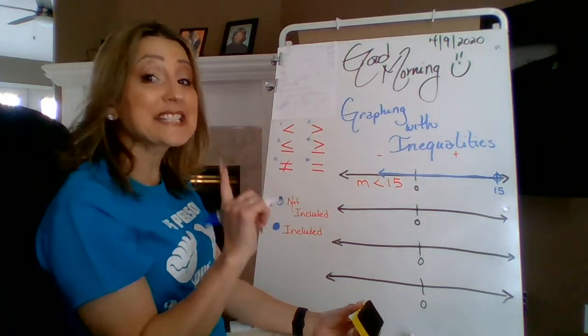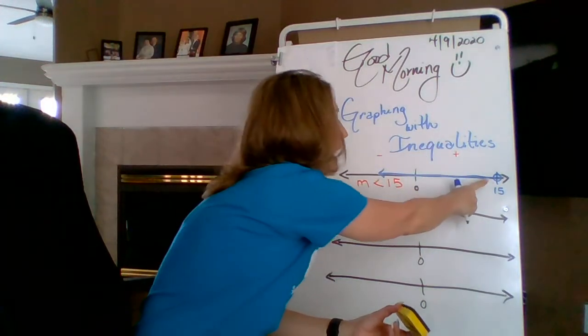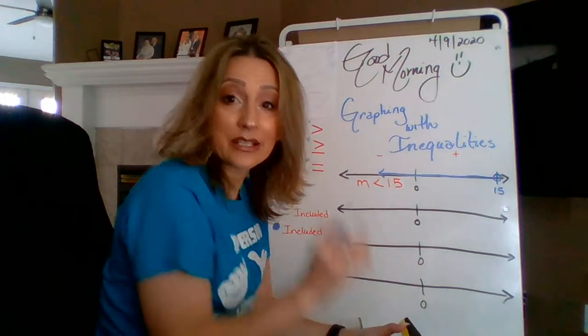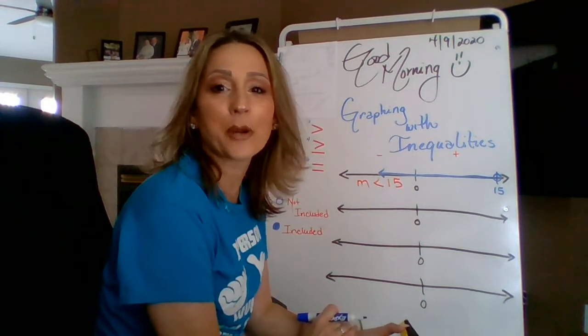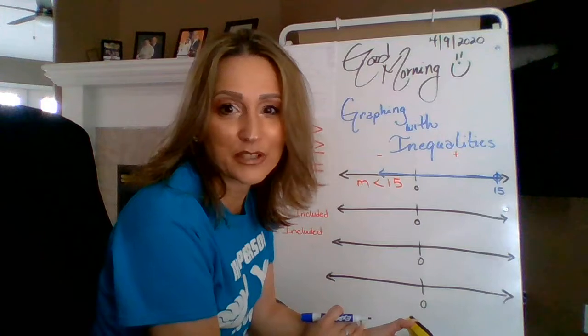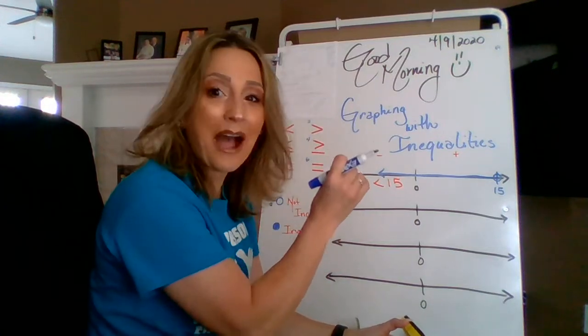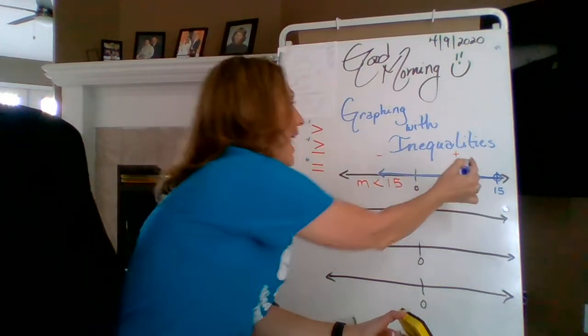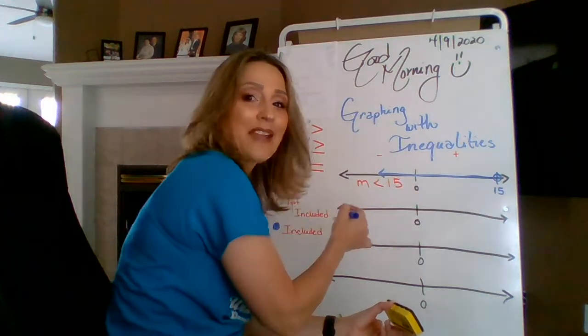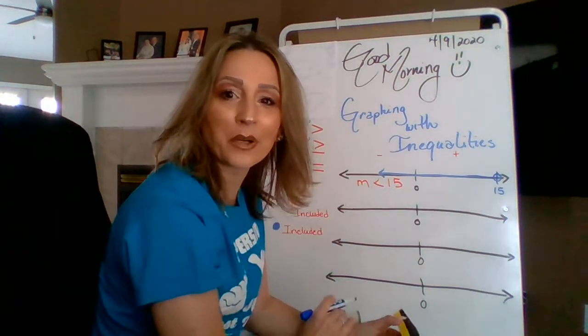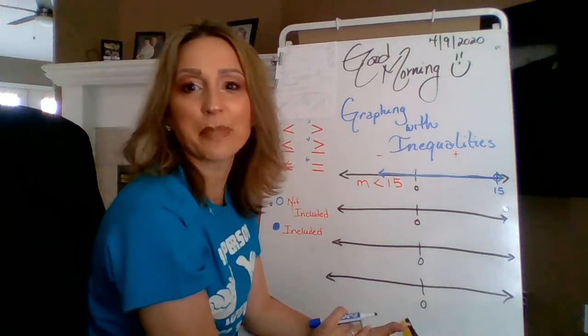And since it doesn't say m can be included, I use an empty, open plotting point on my number line. And that's the big difference with graphing inequalities. Now, because I can do that, I can then just draw my line segment down my number line to show every number that could be included.